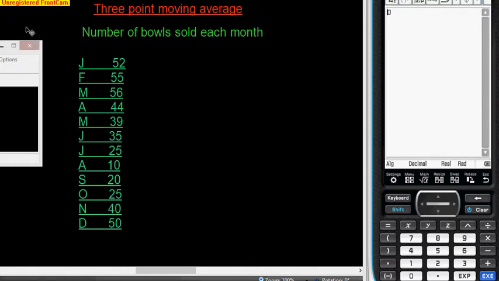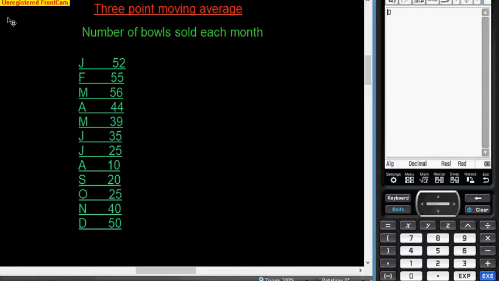Hello again. I'm going to do a 3-point moving average. Here we go. This situation is the number of bowls sold each month. We've got the months going down the side here from January down to December, and we just have to work out the 3-point moving average. So here we go.